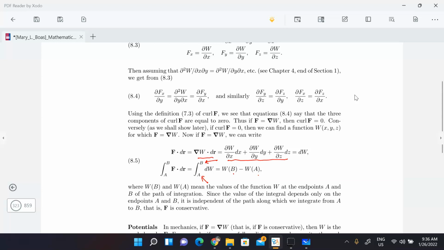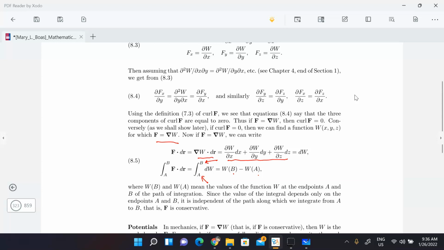So in that particular case, it doesn't matter if your f is written in terms of del w. It doesn't matter which path you take. Okay, so it only depends on the endpoints.